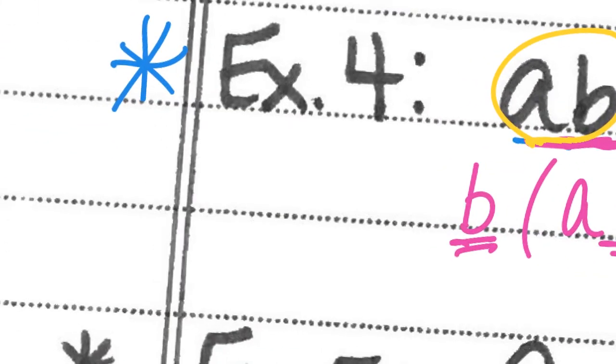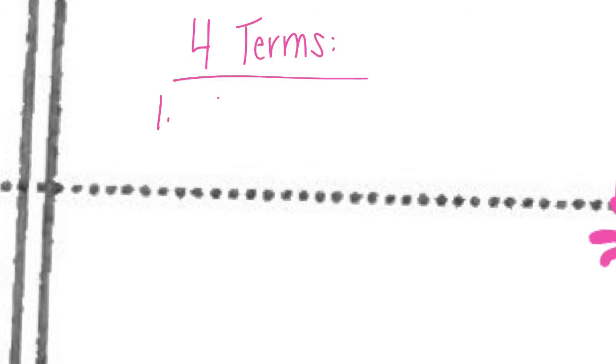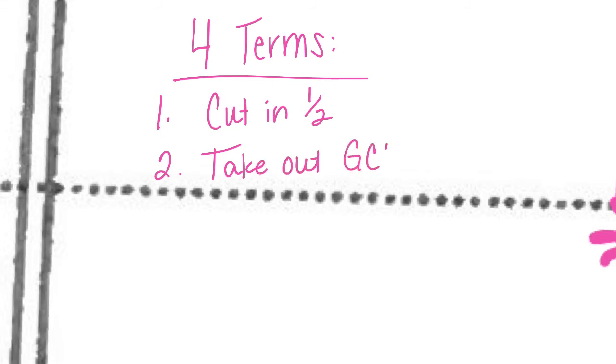All right, so let's write down those steps. Anytime I have 4 terms, we're going to do a couple steps. Number 1, we are going to cut in half. Number 2, take out GCF, and that's of each half. Number 3, we are going to group. So remember, the binomials will group to look like that, a binomial times a binomial.